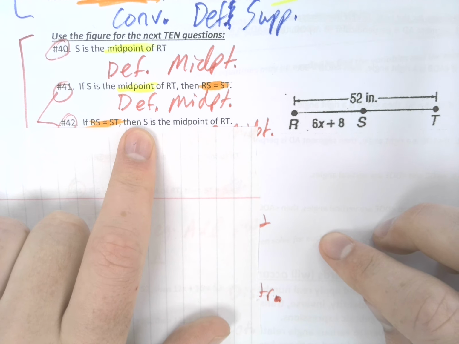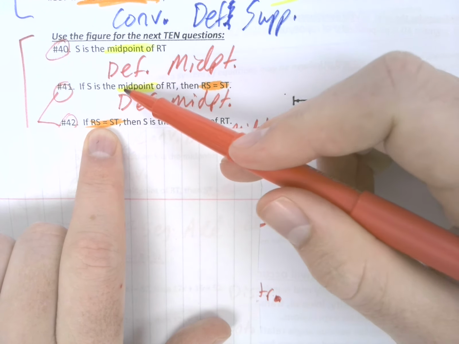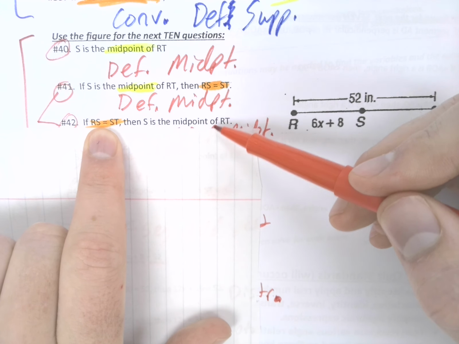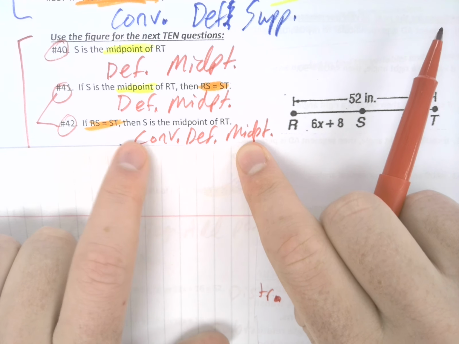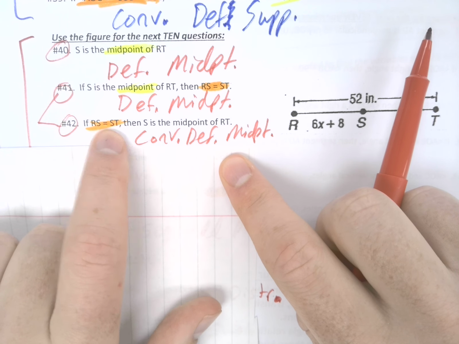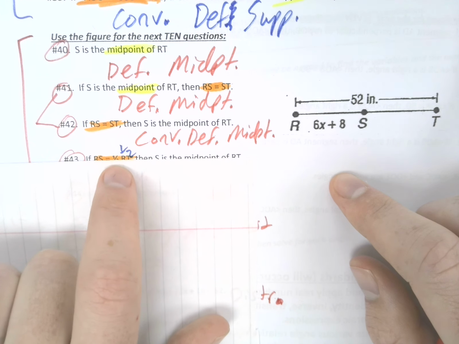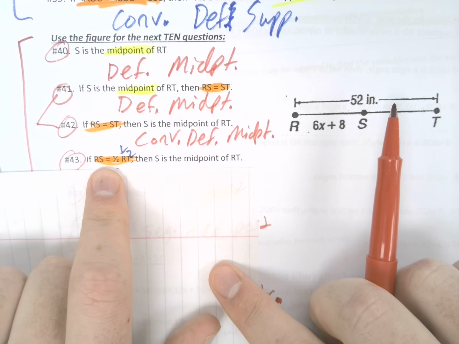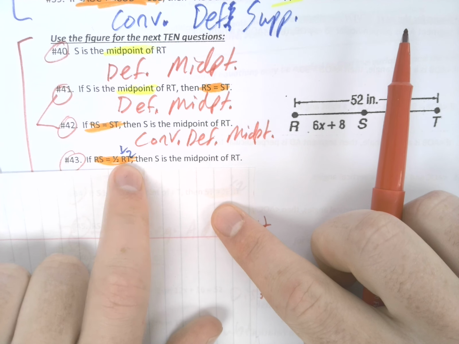But here's the thing. What if we switch it? Now the math switches around to first, and the declaration of it being a midpoint comes second. We're talking converse definition of a midpoint. So we're saying, hey, if RS equals ST, then S is going to be the midpoint based off our math. Well, if that's the case, if RS is equal to 1/2 of RT, then S is the midpoint.